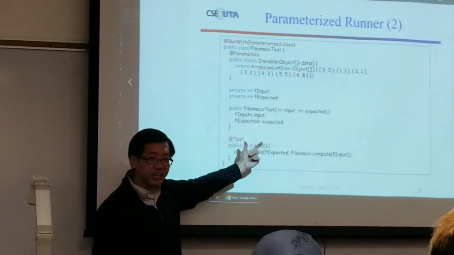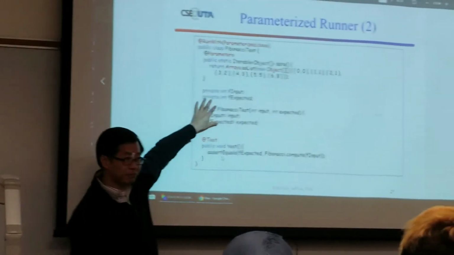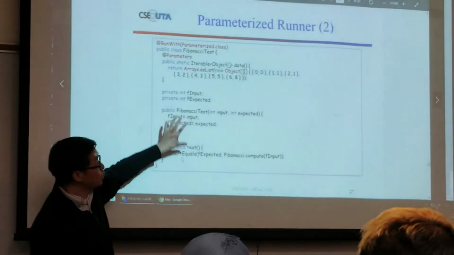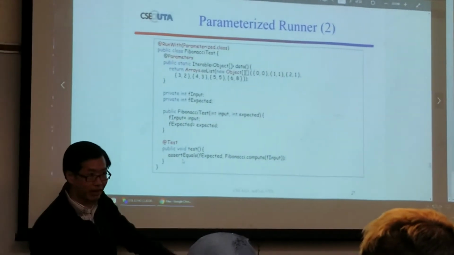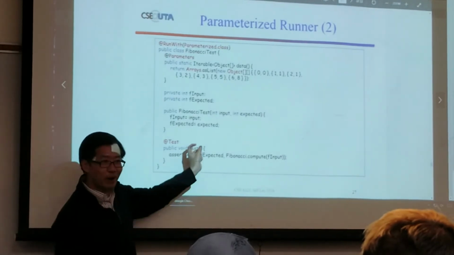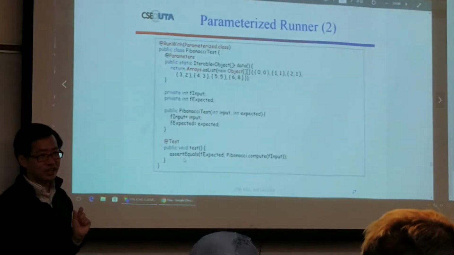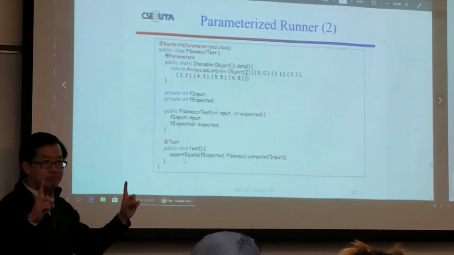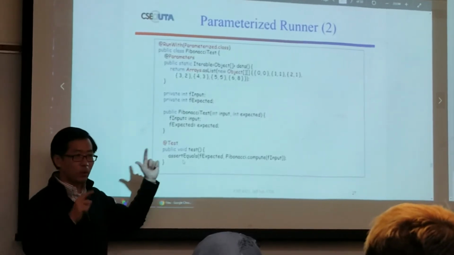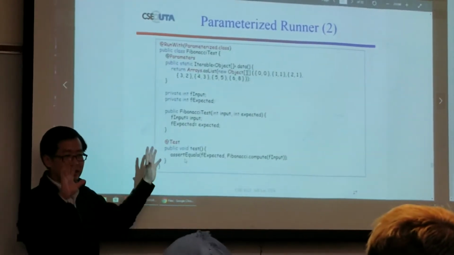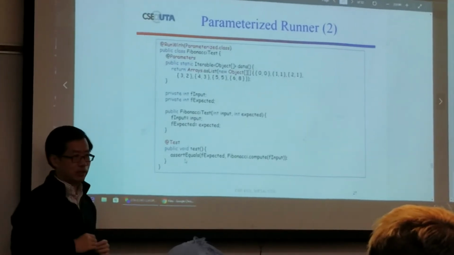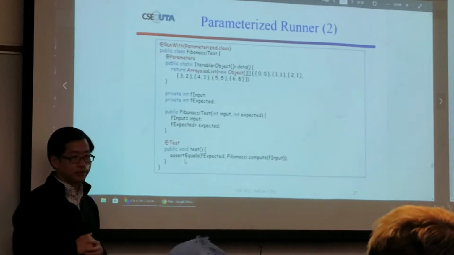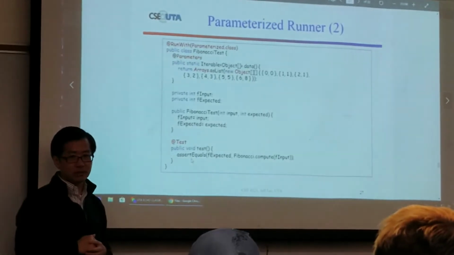So as you can see here, if we do not have the parameterized test runner, then you have to create 7 test methods, each one with a different input and expected output. But here you have one method that can be executed with different parameters. And that is the basic idea of the parameterized test runner.